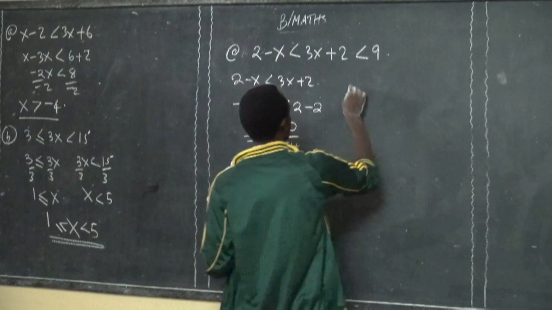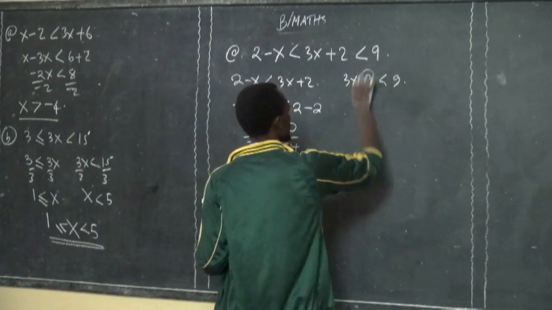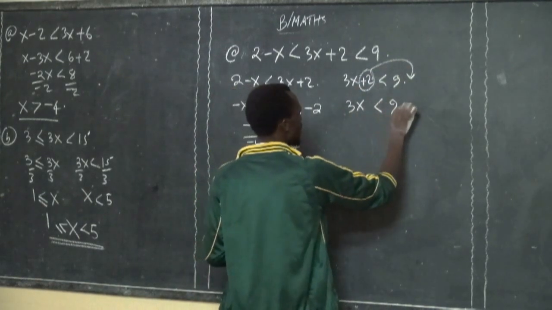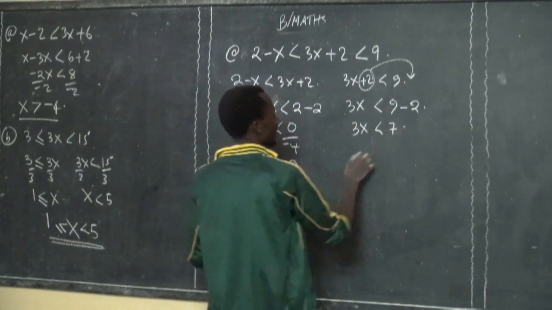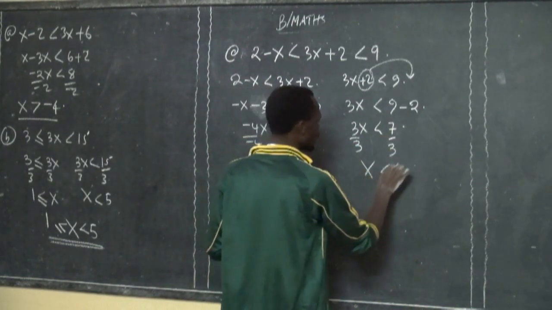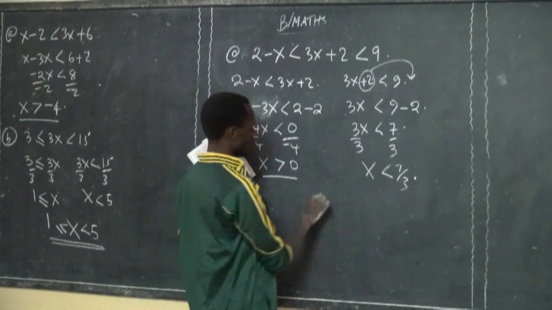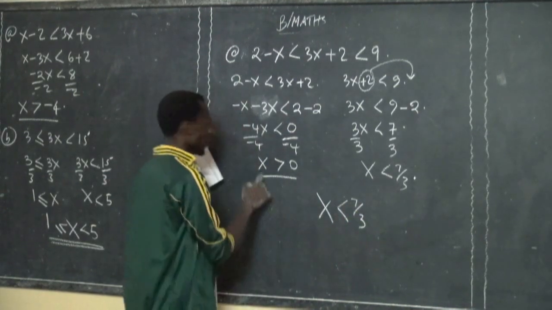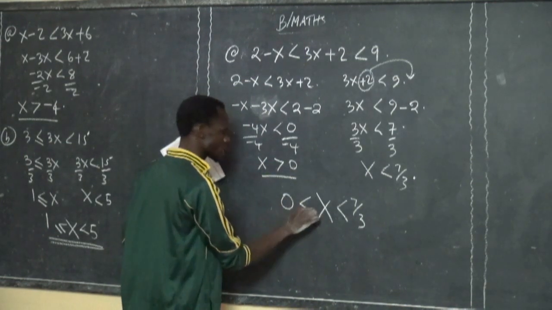The other side is that 3x plus 2 is less than 9. Then this is taken to the other side. Therefore 3x is less than 9 minus 2. Now 3x is less than 7. Now we divide by 3, we divide by 3. Then x is less than 7 over 3. You understand? Now we say x is less than 7 over 3. But x is greater than 0. That is to say 0 is less than x.